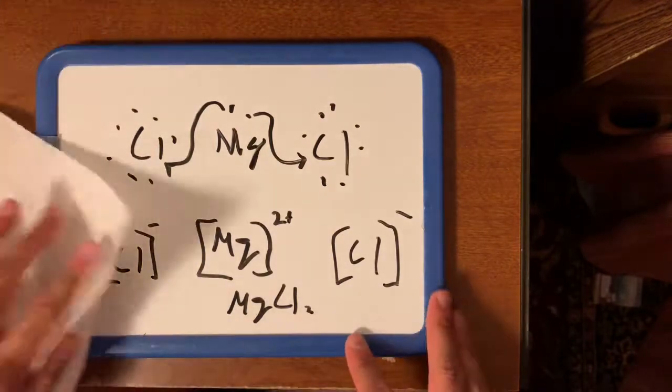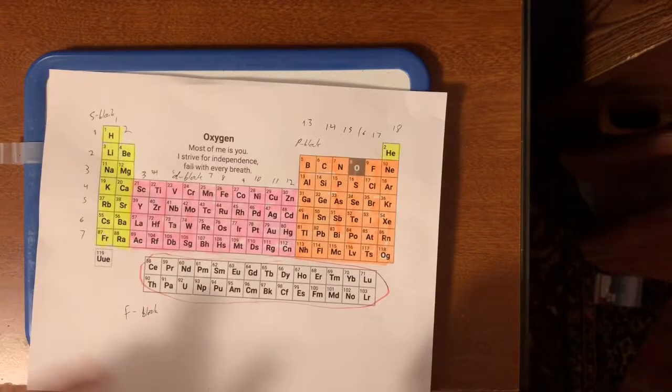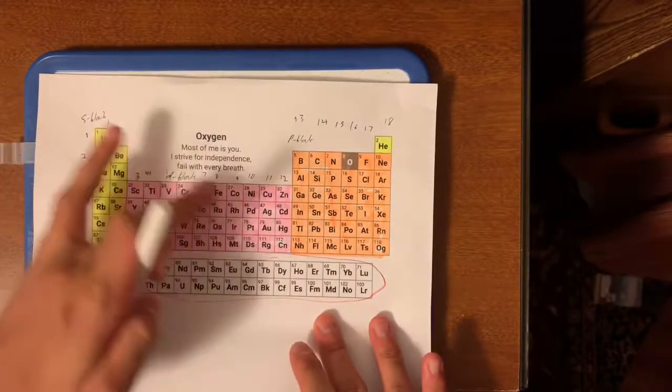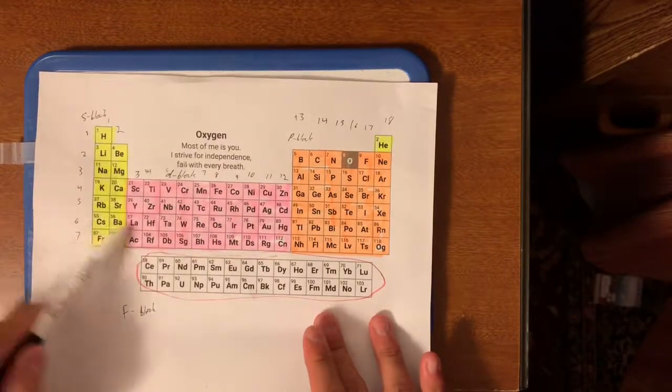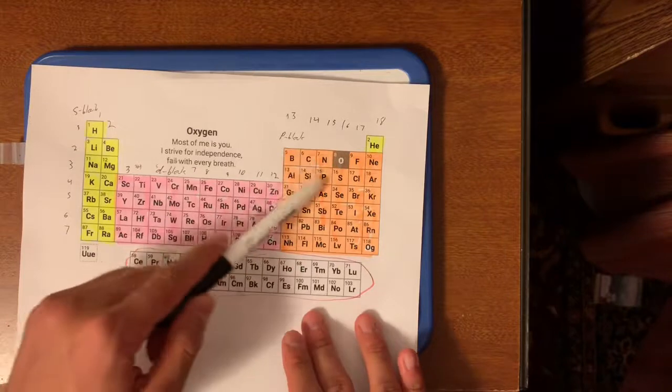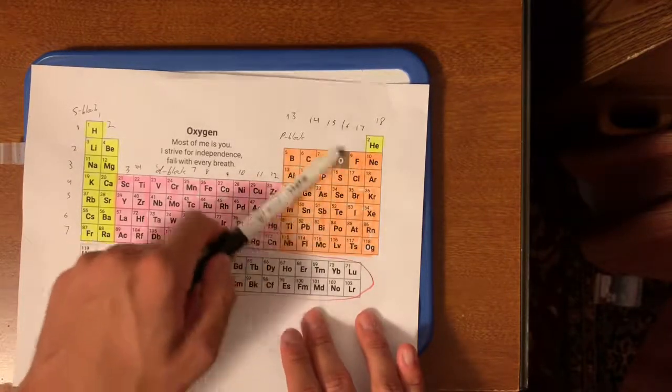And here's another trend that we see. Ionic compounds usually occur between metals and non-metals. These are all the metals right here. And these are predominantly the non-metals. There are metalloids along here as well, but these are where the non-metals are located.